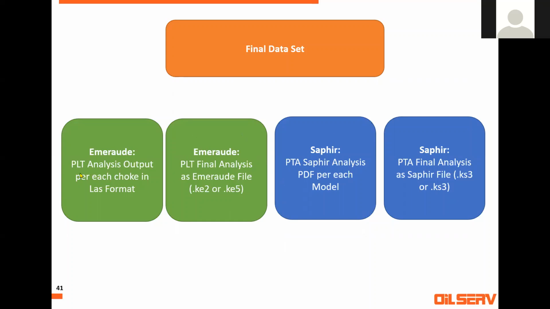The Emeraude will give the PLT analysis as last per each choke. Also, we need to keep in our record the Emeraude file, what we call the final Emeraude file. We make a lot of interpretations. We send it to the senior guy. He checks it. He comes back to us. We reach version 10 or something, and we say this is final. We send it to the client. He approved. This is final. We keep this one in the record.